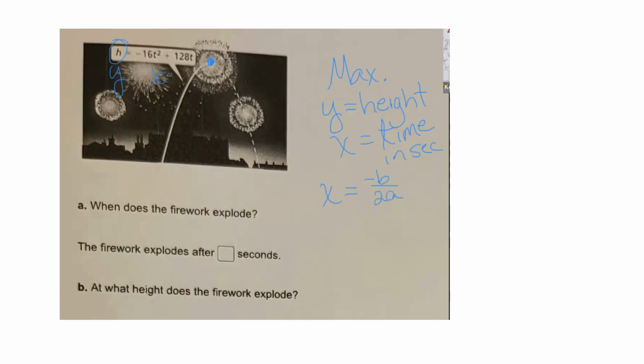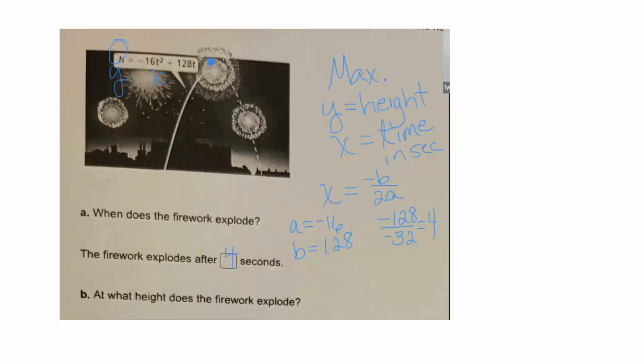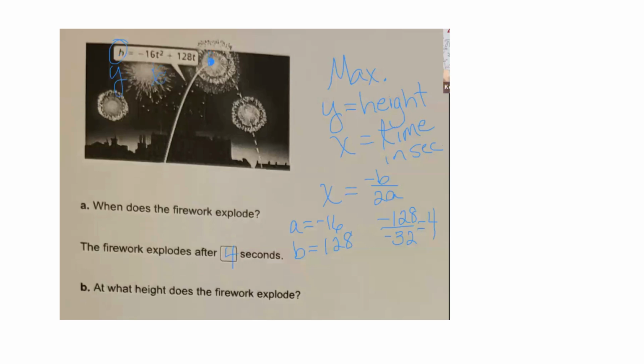And that's going to give us x. That's going to tell us how many seconds, so it's going to give us that first one. So a is negative 16, b is 128. Use those to find x. So we got 4 seconds. It took 4 seconds. And then for this next part, what height does the firework explode?